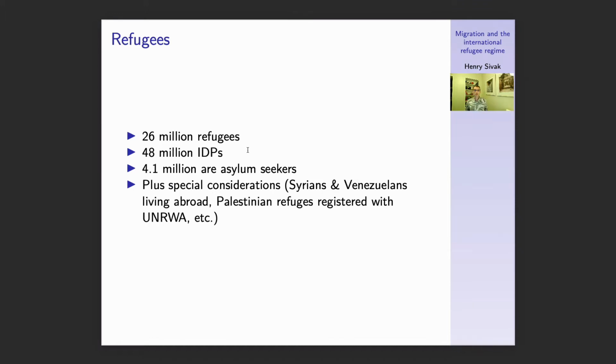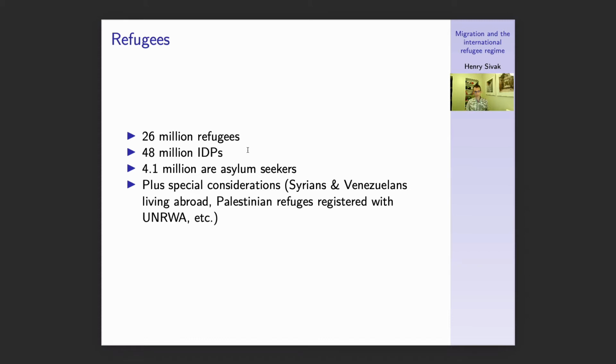In terms of the refugee regime, a few quick numbers I have on the slide over here. There are roughly 26 million refugees in the world, and we're going to get into that definition shortly. There are 48 million internally displaced persons. All told, there are about 86 million people in the world in basically forced displacement-like situations.